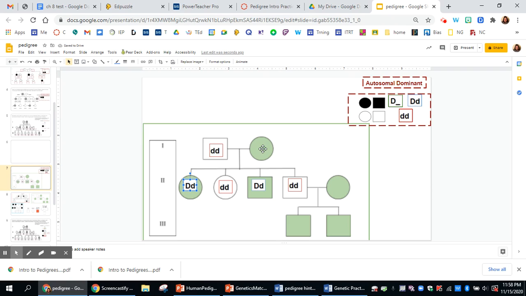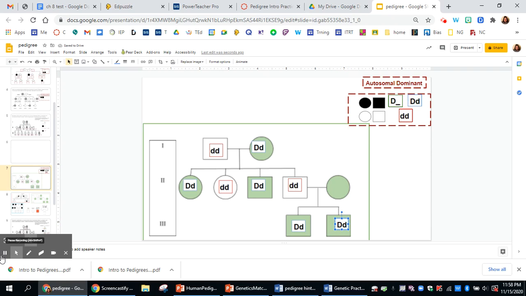Now, this mother here, she has to be big D, little d, because of her children. They couldn't have a little d unless they got one from each parent. So she has to be capital D, lowercase d. Again, these two children here, because of dad, he can only give a lowercase d. So they have to be heterozygous, or big D, little d.